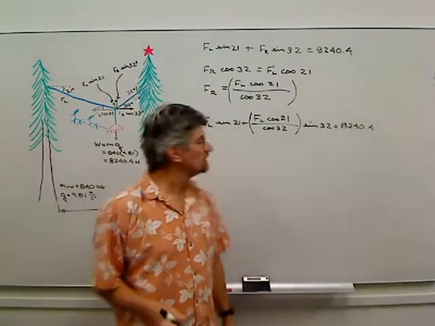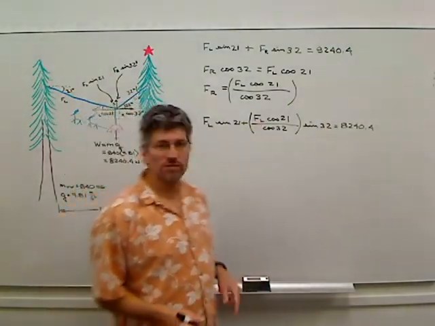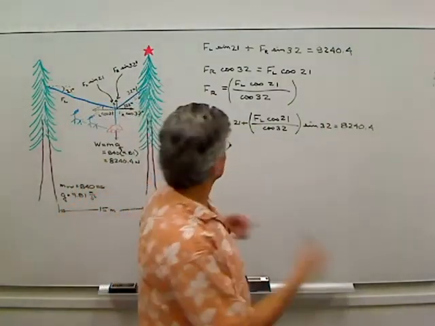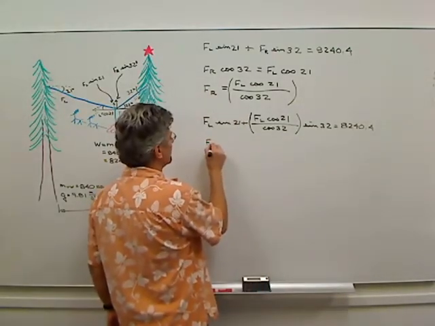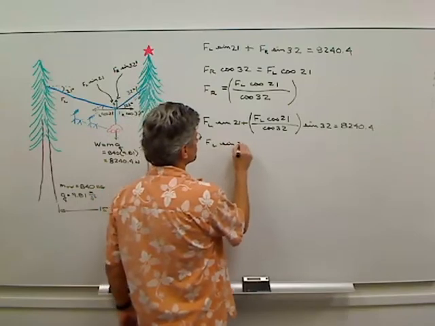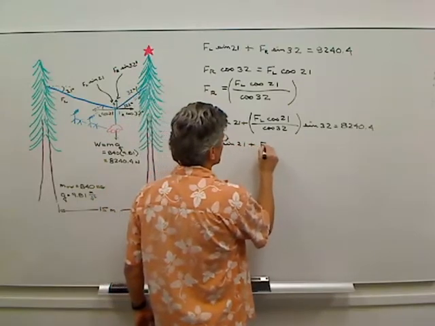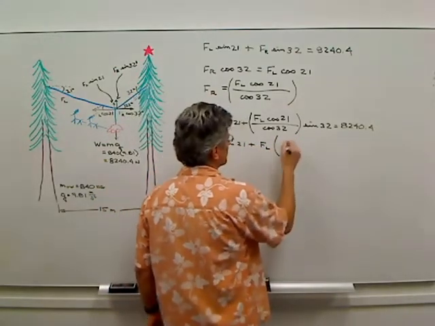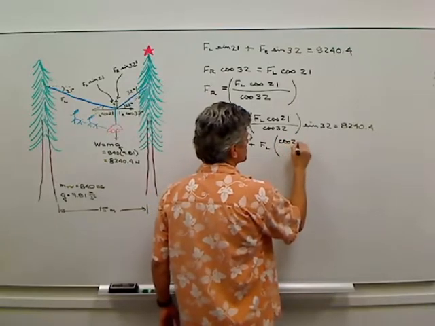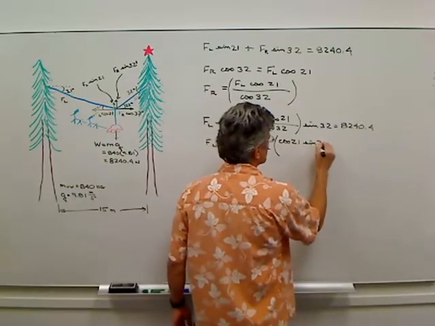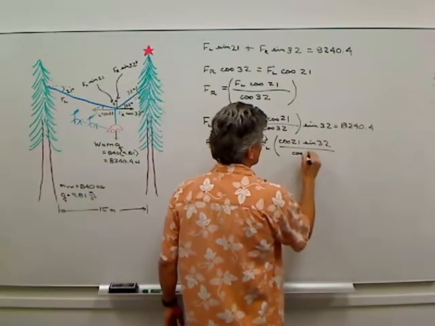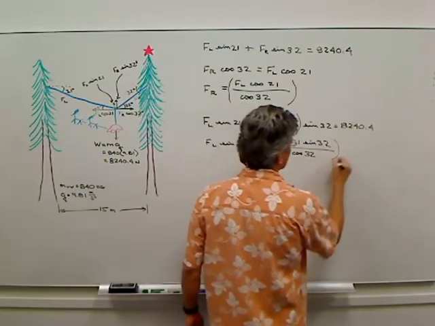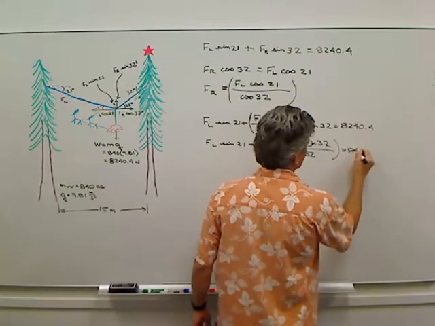Now we have an equation with just one variable and a bunch of numbers, because all these trig functions are just numbers. So we can isolate that F sub L and solve for it. So take a couple steps to distribute that out. F sub L sine 21 plus F sub L times the rest of this stuff, cosine 21 sine 32 over cosine of 32, is equal to 8240.4.